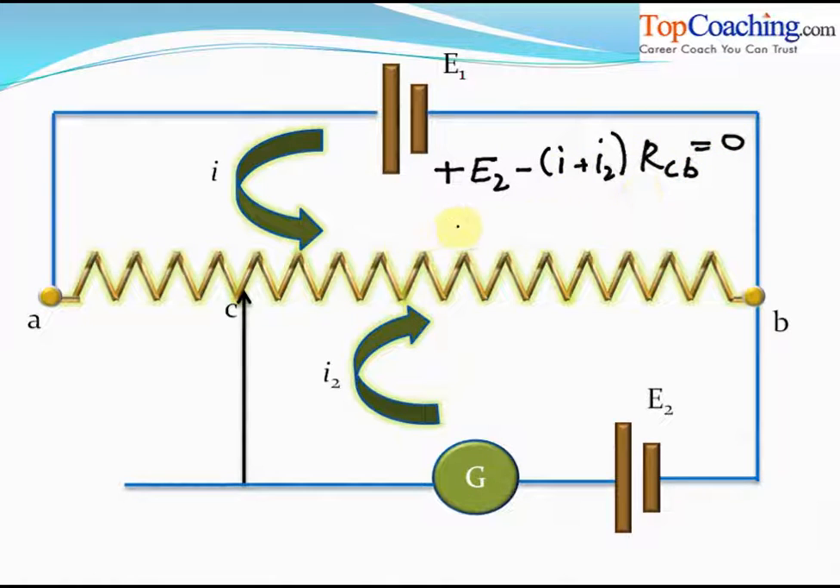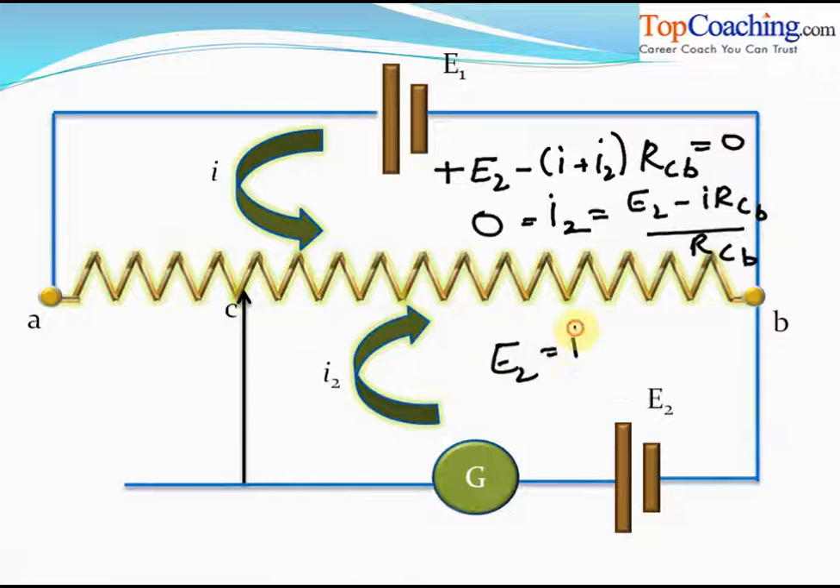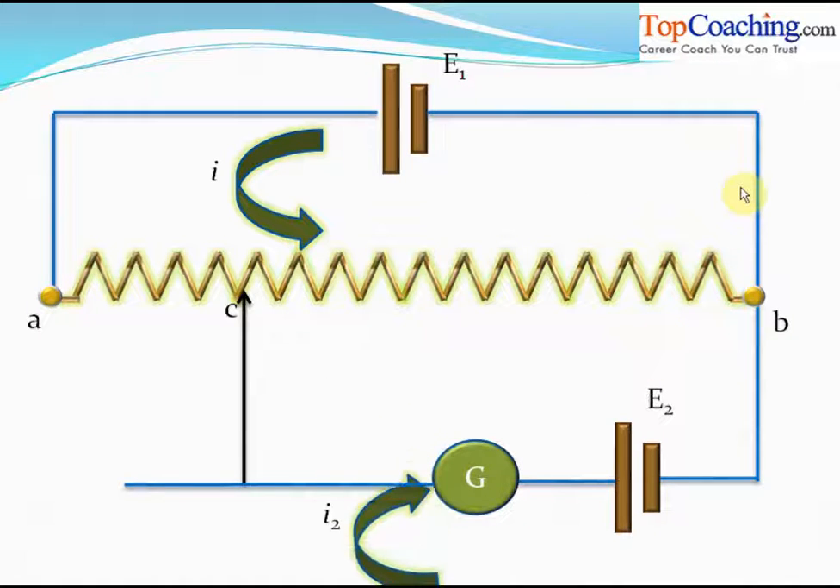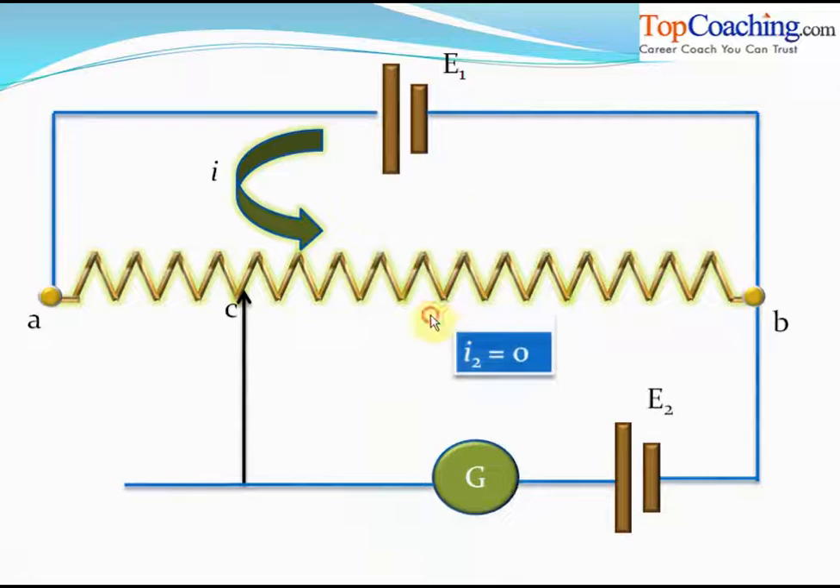So if you simplify this expression, you get I2 is equal to (E2 minus I times RCB) divided by RCB. Now this expression has a negative sign here, and at a particular value of CB, the distance between C and B, E2 becomes equal to I times RCB. It is at that instant that I2 becomes 0. And therefore, we can determine the value of E2 by saying that since I2 is 0, E2 is equal to I times RCB. Here you go. Since I2 is 0 at the point C, E2 is I times RCB, isn't it?